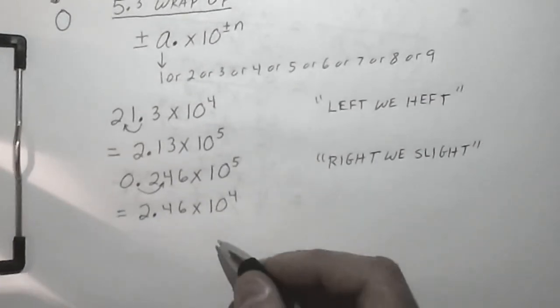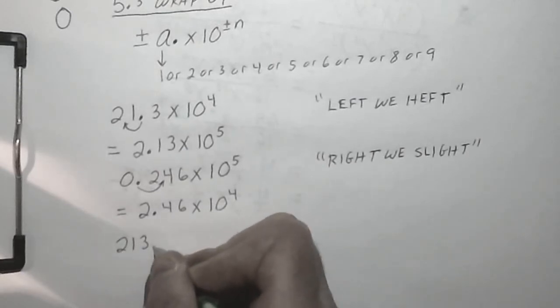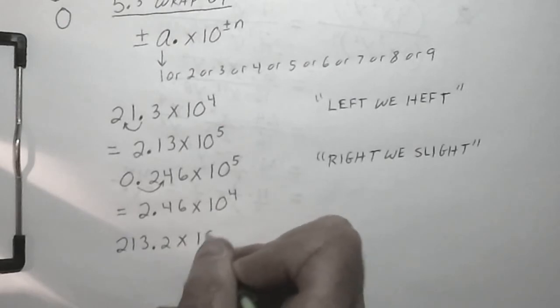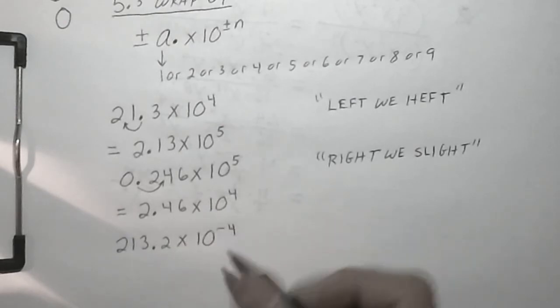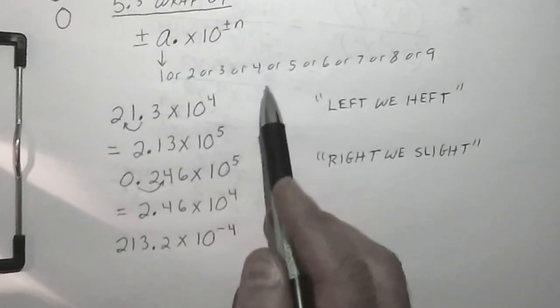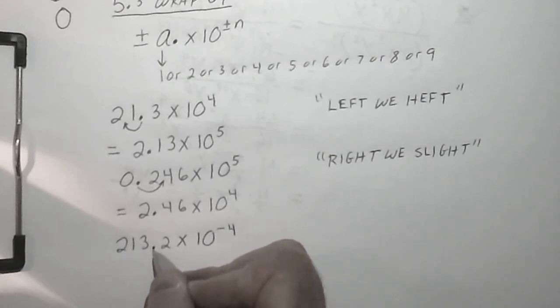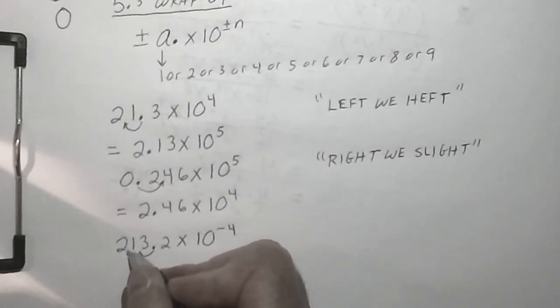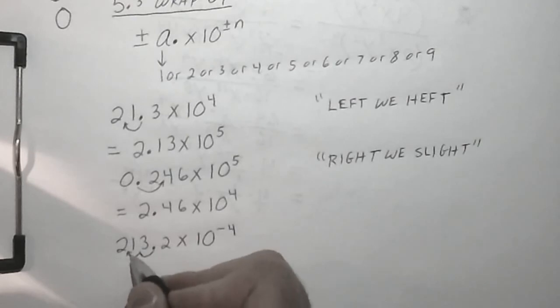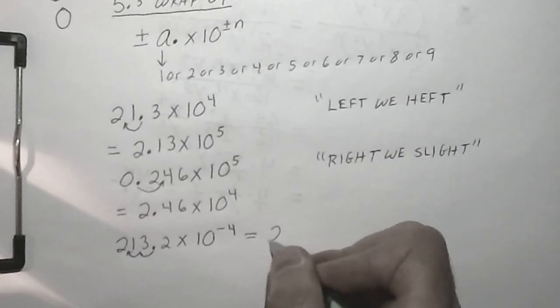All right, let's try maybe a couple more here. Suppose I originally have the number 213.2 times 10 to the negative 4th power. This number is not in scientific notation form because to the left of the decimal point is the number 213, and 213 is not one of these digits in this list above here. So to put this number in scientific notation form, we would have to shift the decimal point 2 places to the left to place it between the 2 and the 1.